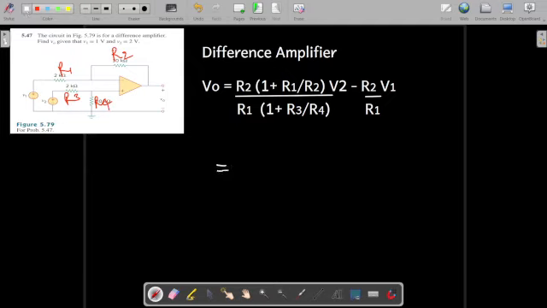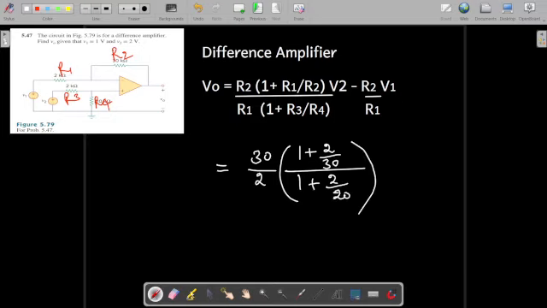So what is R2? R2 is 30 divided by R1, which is 2 kilo ohm, multiplied by (1 plus R1 by R2, where R1 is 2 divided by R2 which is 30), divided by (1 plus R3 by R4). So 1 plus R3 value is 2 divided by R4 which is 20. Whole multiplied by this V2. V2 is 2 volts, minus R2, which is 30, divided by 2, multiplied by V1, that is 1 volt.